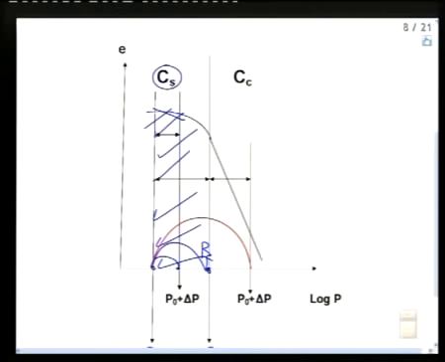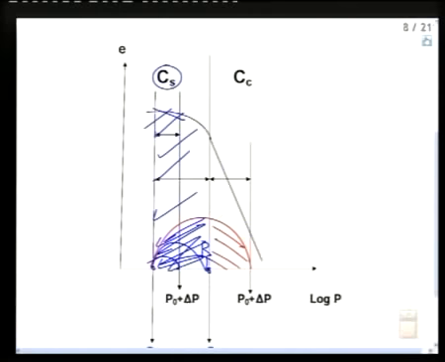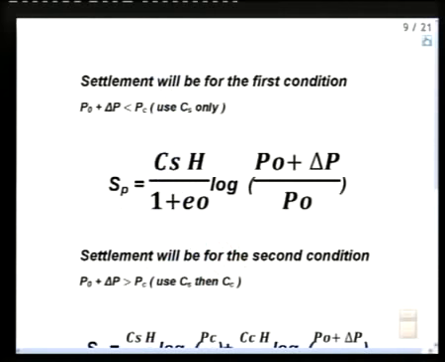Then at this stage we will have two equations. One governed by the blue one, and the other one is by the red one. So one will be described by C sub S, the other one will be described by C sub C. Remember something. That the maximum here is PC for this. The maximum is PC. The minimum is P naught. While here the maximum is P naught plus delta P.